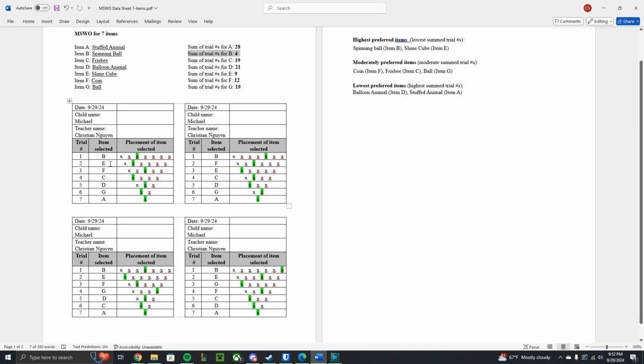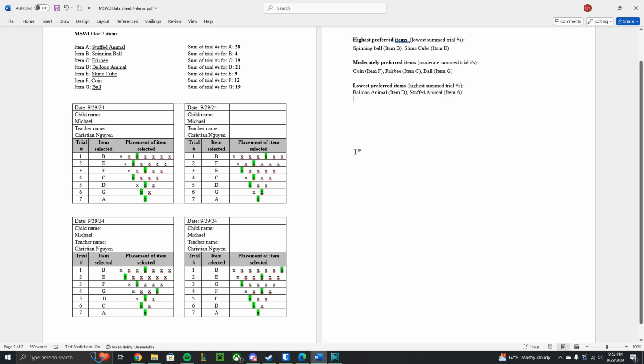Item E was selected at trial 2, trial 3, trial 2, and trial 2, giving a total of 9 trials, being the second highest preferred item. Items D and A were the least preferred items with values of 21 and 28 respectively.